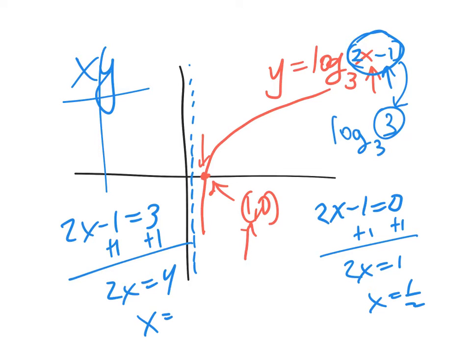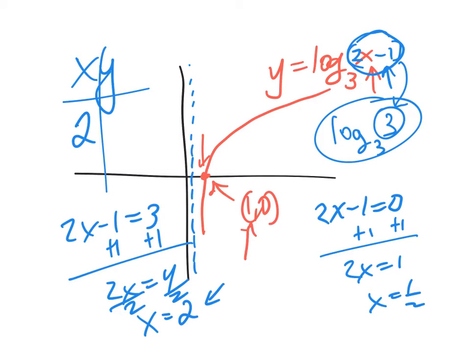X equals 1/2? Did I do something wrong? Oh, sorry, 4 divided by 2 is 2. Not 1/2, 2. X equals 2. I should have done the last step. 4 over 2 is equal to 2. Whenever you try to skip a step, it's dangerous. All right, so that would be a nice thing to put into this function. If I put a 2 in, then I would get log base 3 of 3, and therefore I'd get a 1. So 2, 1 is on this graph.